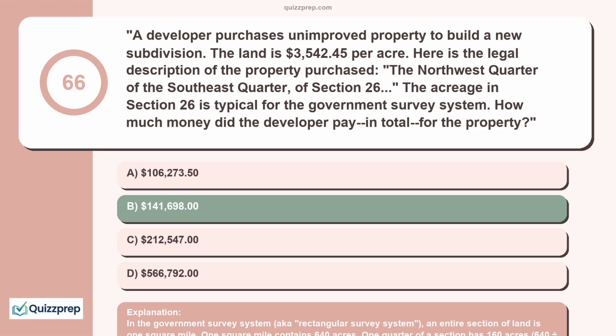If the land is $3,542.45 per acre and the land purchased is 40 acres, then the purchase price is $141,698. $3,542.45 x 40 equals $141,698. A is incorrect. This would be the correct purchase price for a 30-acre parcel. C is incorrect. This would be the correct purchase price for a 60-acre parcel. D is incorrect. This would be the correct price for a 160-acre parcel.